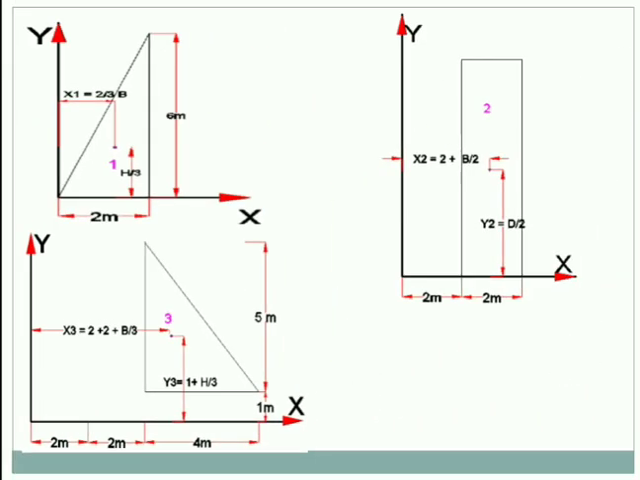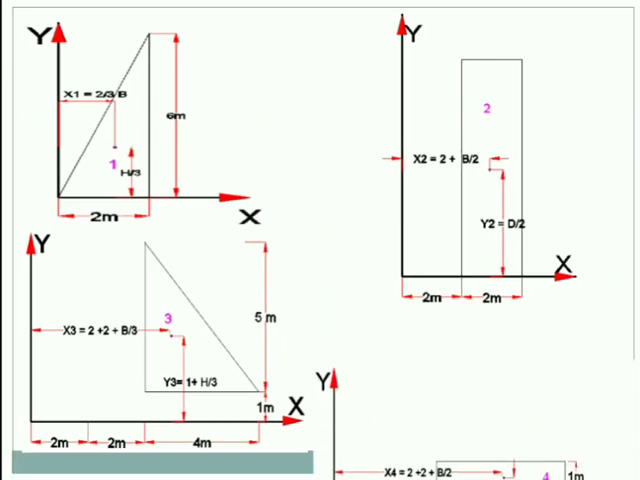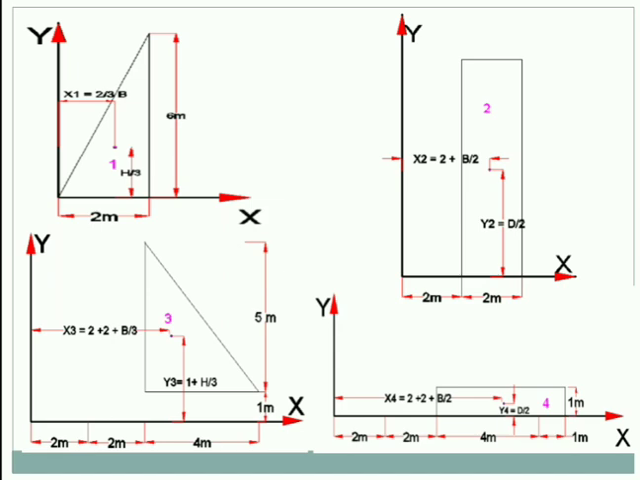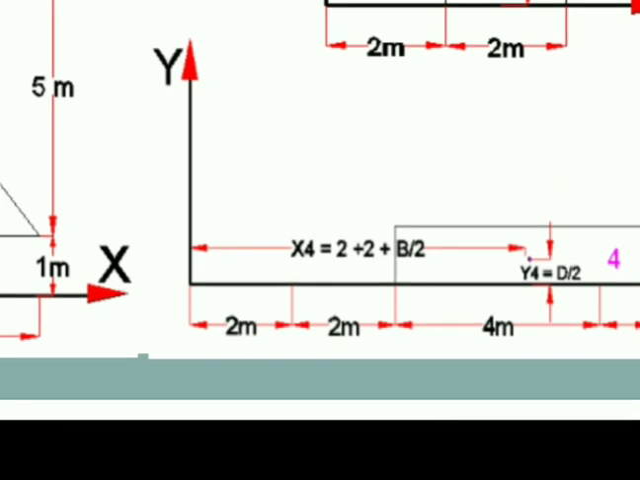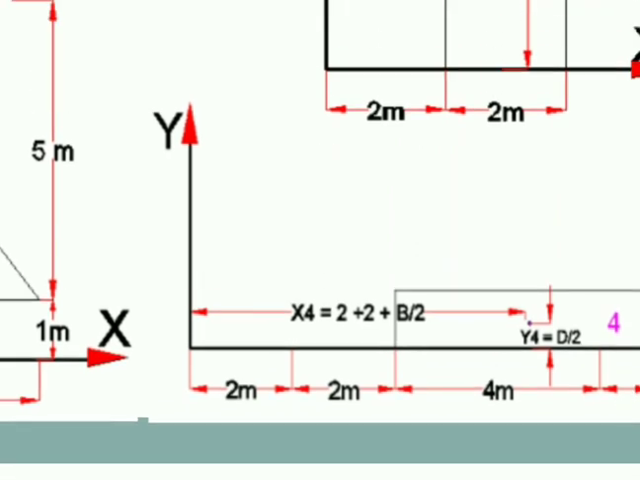Now, let's come to our fourth element, which is the rectangle in the corner. Let me zoom it for you. Now, when we look at this rectangle, again x4 will be what? 2 plus 2 plus b by 2. 2 plus 2 because it matches with triangle 3, so it is 4 units away from your vertical axis, plus b by 2, and in this case b is 4 meters.